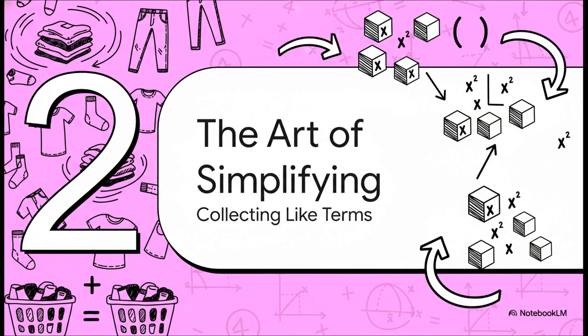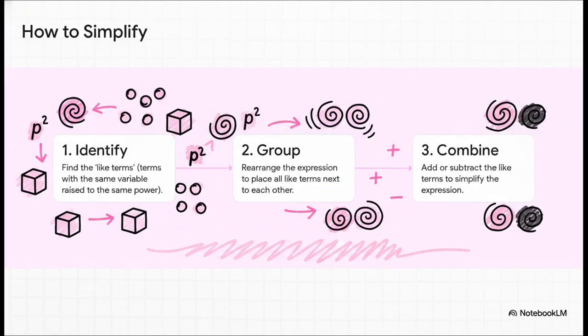All right, let's get our hands dirty with our first skill. Now, simplifying might look complicated, but it's really just about tidying up. Seriously, think of it like sorting laundry. You put all the socks in one pile, all the t-shirts in another before you do anything else. It's the same idea. And it really just boils down to this super simple 3-step process.